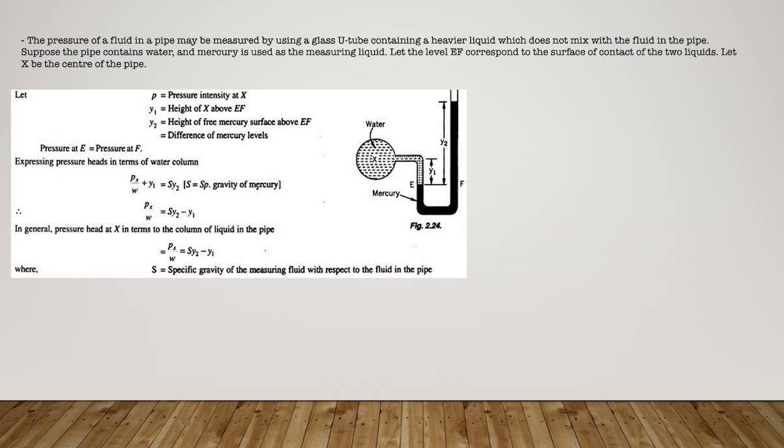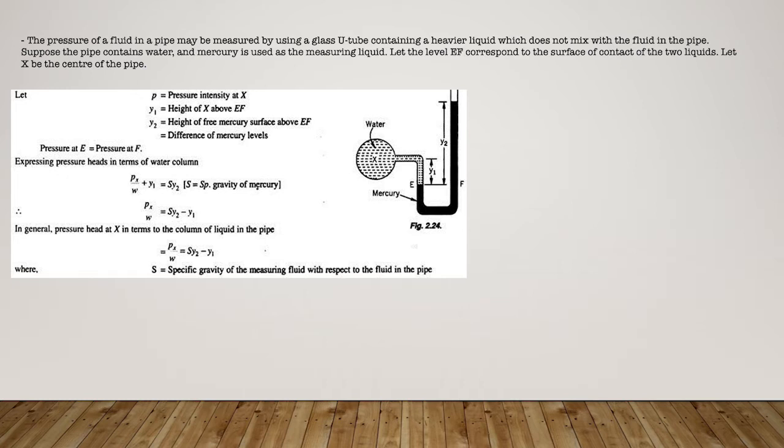So pressure at E is the same as pressure at F. We are expressing pressure in terms of water column. We get the equation as below. But in general, the pressure head at X in terms of the column of liquid in the pipe, we get the equation Px over W equals S Y2 minus Y1. S is the specific gravity of the measuring fluid with respect to the fluid in the pipe.